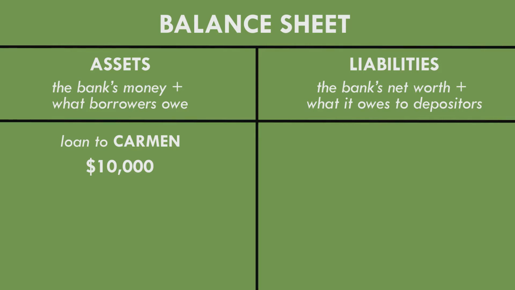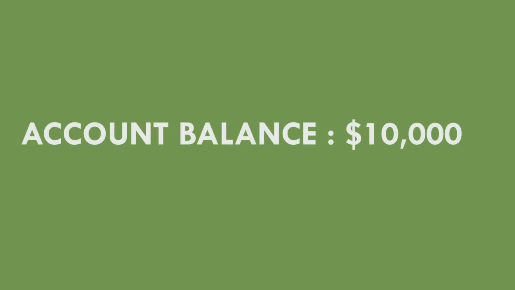When Carmen signed the contract promising to pay the bank $10,000 plus interest over the next few years, she did it because she wanted some money from the bank. So the bank creates a new account for Carmen, which is linked to her debit card, and types $10,000 into their computer records. This $10,000 is a liability from the bank to Carmen, and it shows up on the other half of the balance sheet.